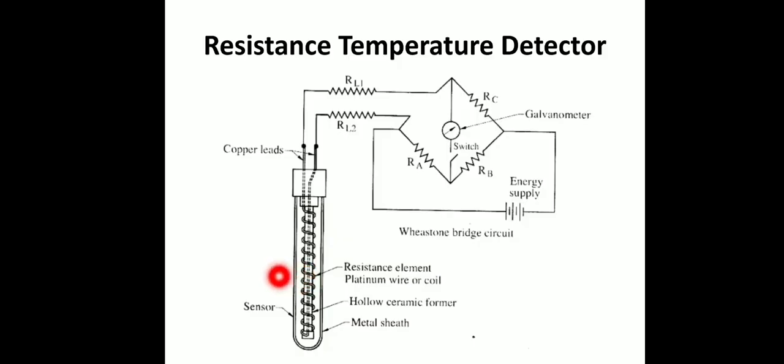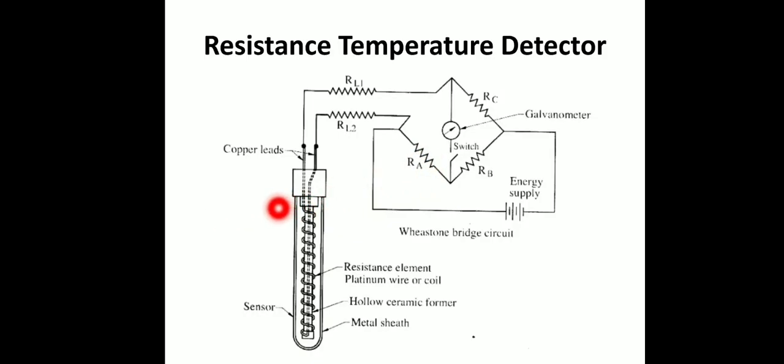That temperature will be transferred through it, and due to that temperature there will be a change in resistance which will give an output here, and you can see the result as a change in galvanometer. Using this principle we can determine temperature of the measuring system.